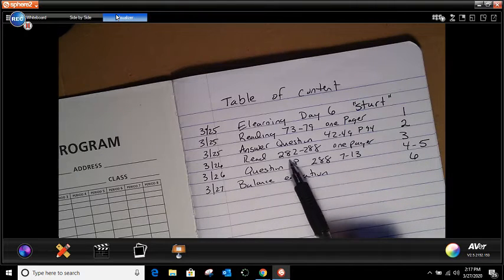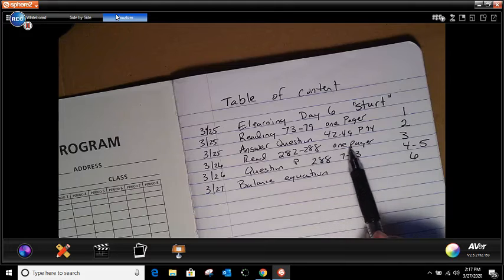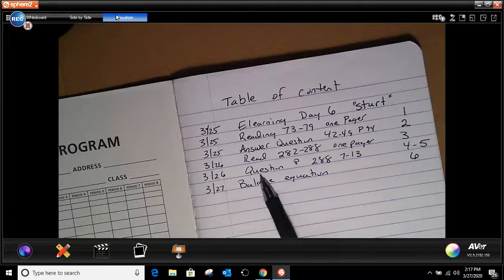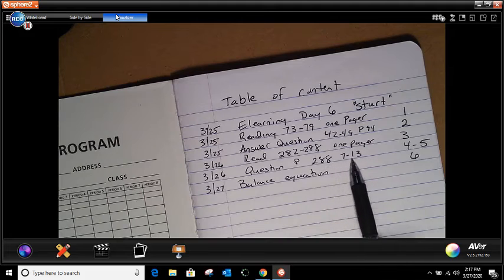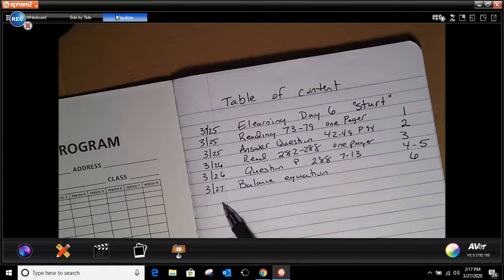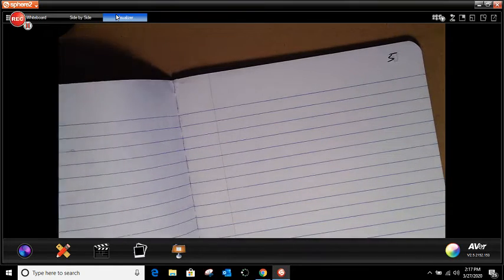3/26 reading 282 to 288 one pager. That's going to be on page 3. 3/26 questions on page 288, 7 through 13. I'm going to say that's probably going to take 2 pages. And now I'm going to do balancing equations on page 6. I went through and I counted and I labeled everything.